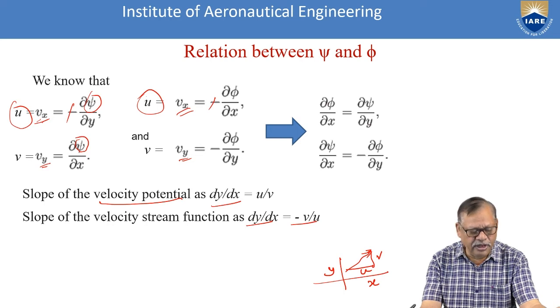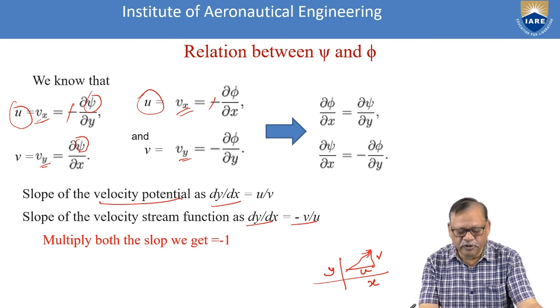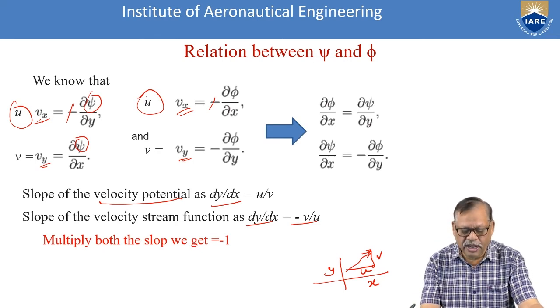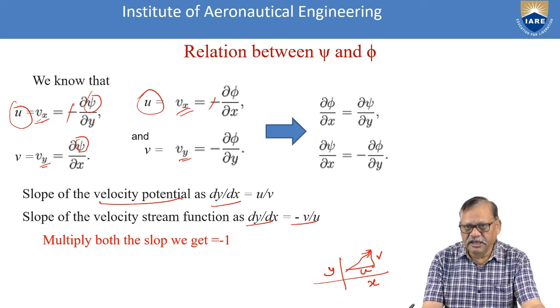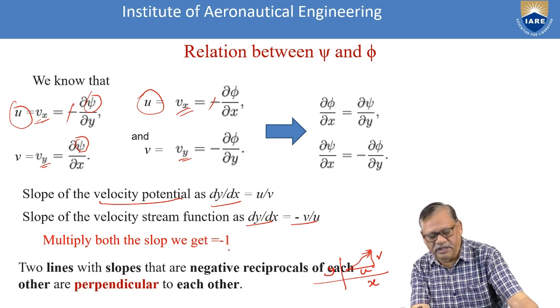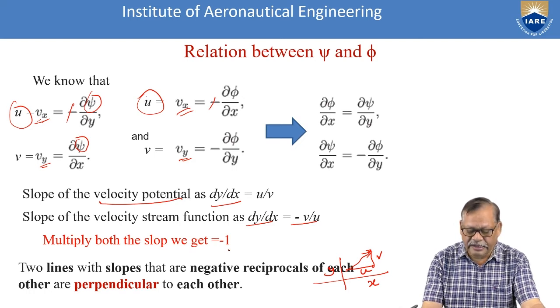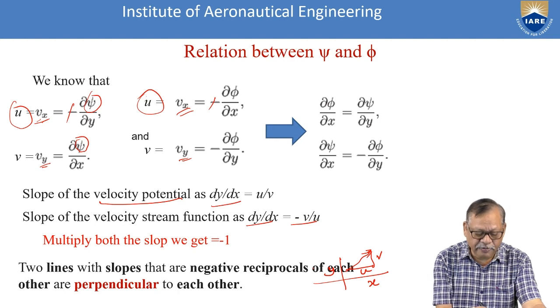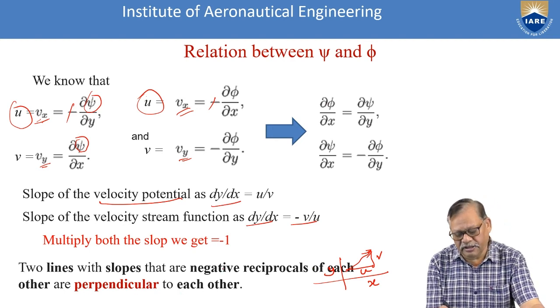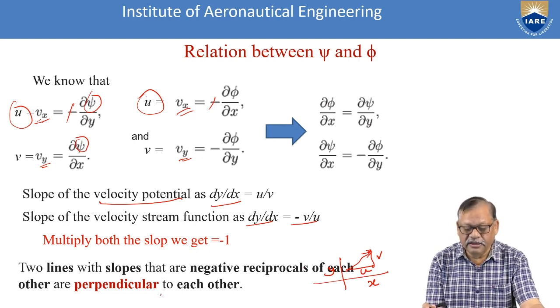I believe during our coordinate geometry we studied that if we multiply both the slopes and notice the result, in case the result is minus 1, they are orthogonal to each other. That means two lines with slopes that are negative reciprocals of each other are perpendicular to each other. That is the relation between them.